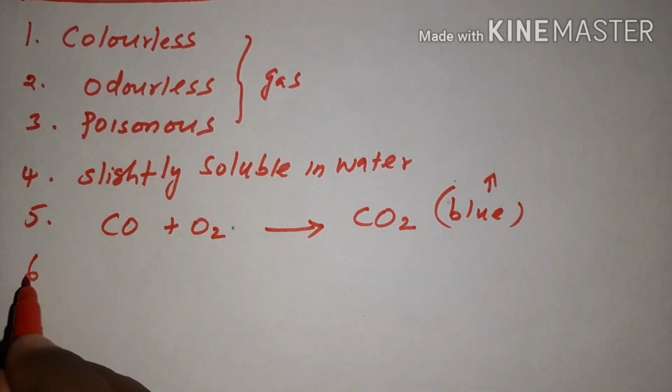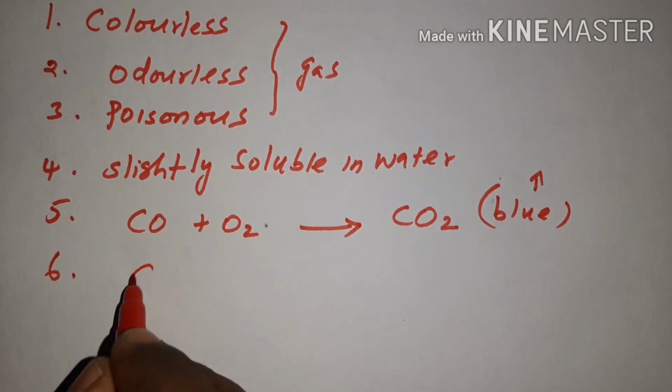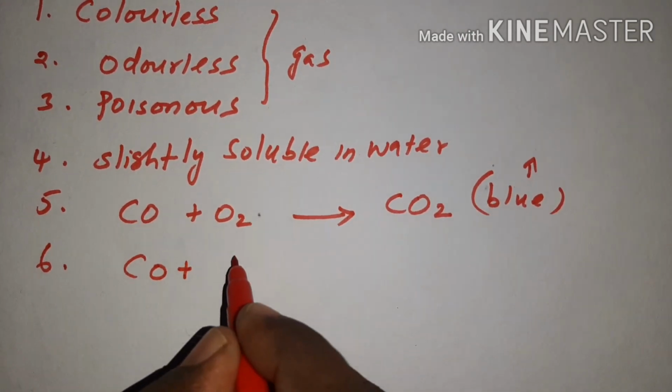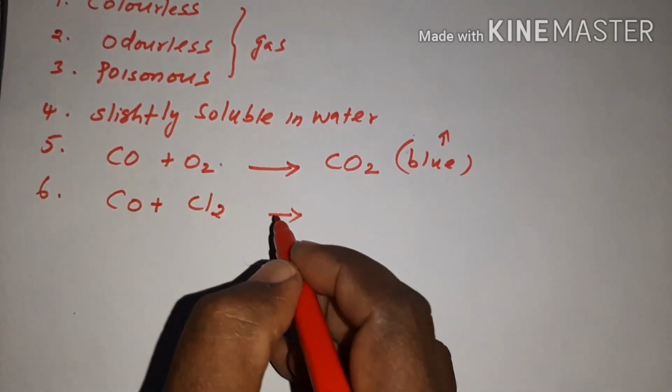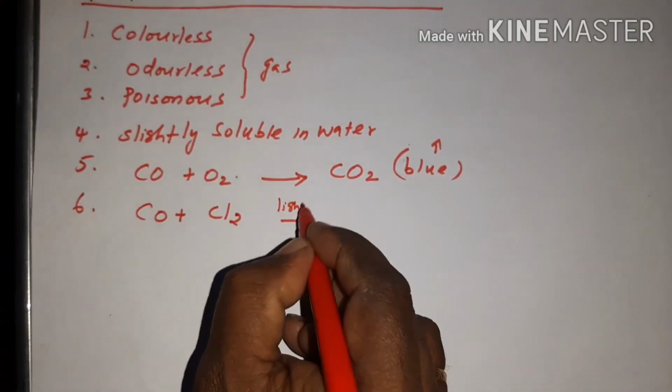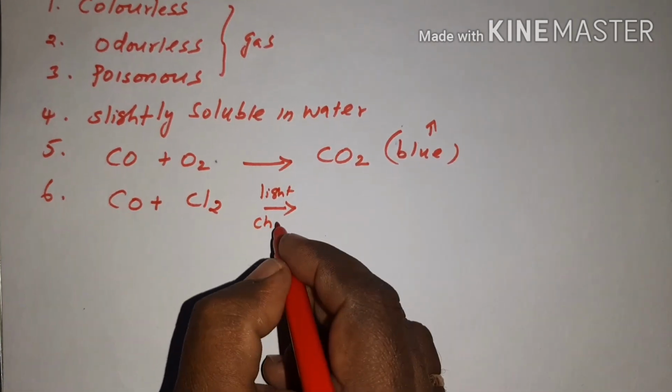Next property of carbon monoxide: when carbon monoxide is treated with chlorine in the presence of light or charcoal. Charcoal means it's like ash.